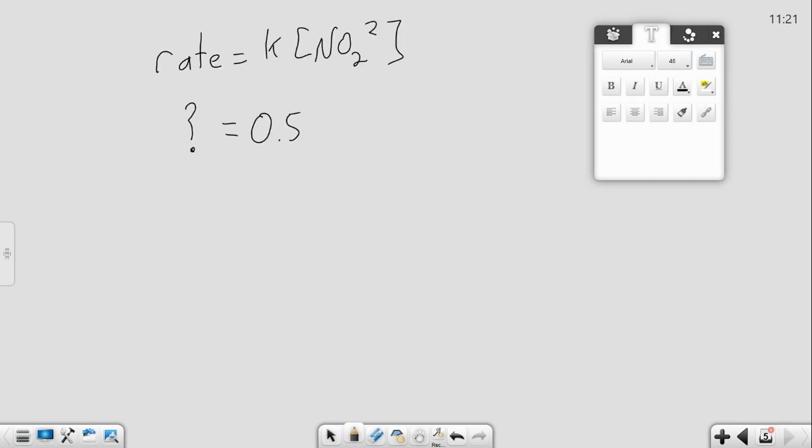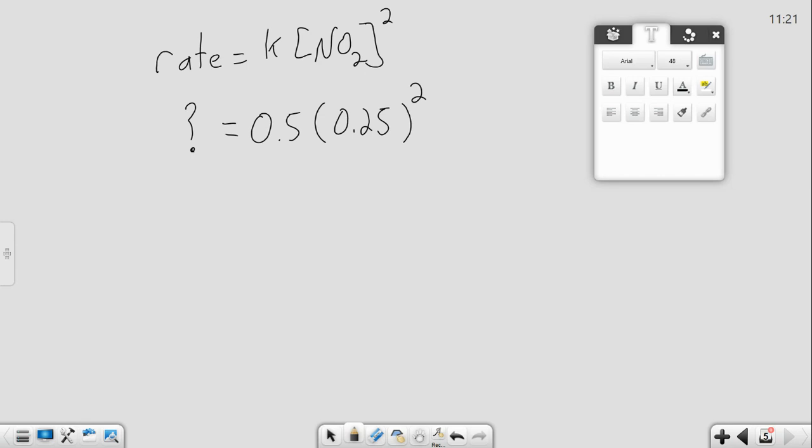K is 0.5. The question told us the concentration of NO2 was 0.25. Oh, I should have written this outside the brackets. My bad. And of course it is squared because it is second order in NO2. That's what we discovered when we were looking at building the rate law. So we've got everything we need here. It's just a simple matter of plugging it in and solving it.